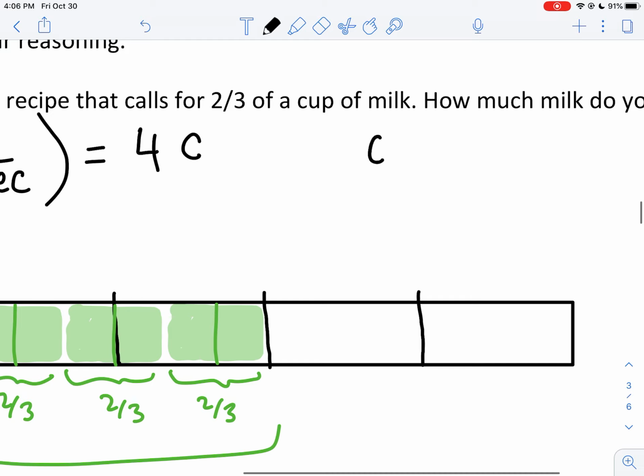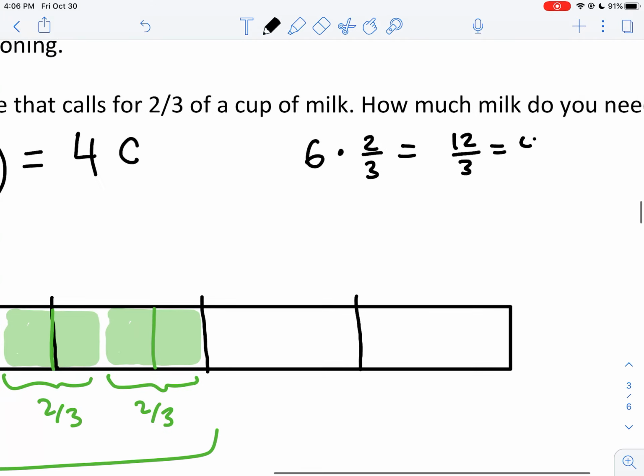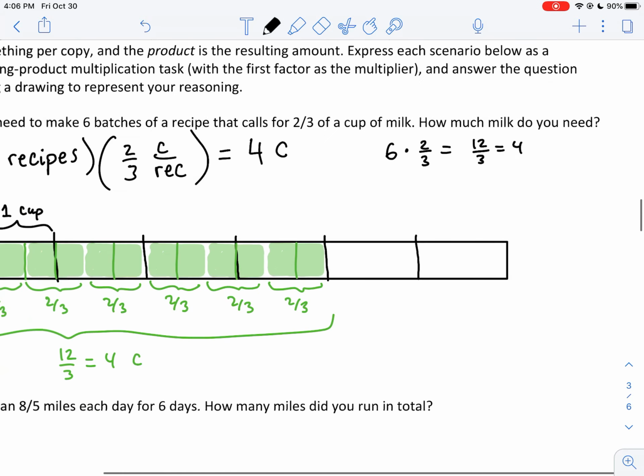This generalizes the following, that if you have a whole number times a fractional amount, you just have to really multiply the 2 numbers of pieces, right? If you're 6 copies of 2 pieces, it gives you 12 pieces. And what's the unit on those pieces? This is still in thirds. So that gives us a total of 4.